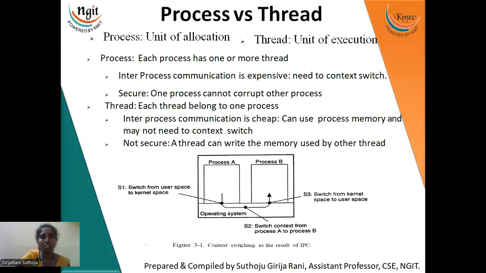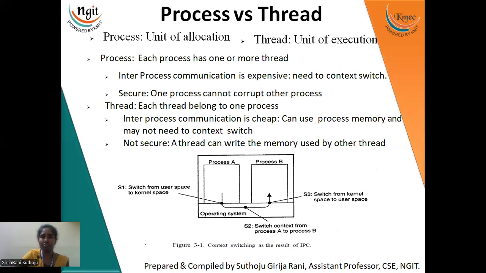Now coming to inter-process communication. In processes we need a lot of memory, because every process needs a separate memory allocation: memory space required for P1 separately, P2 separately, P3 separately. So with inter-process communication, when we are switching from one process to another, it is very expensive, right?